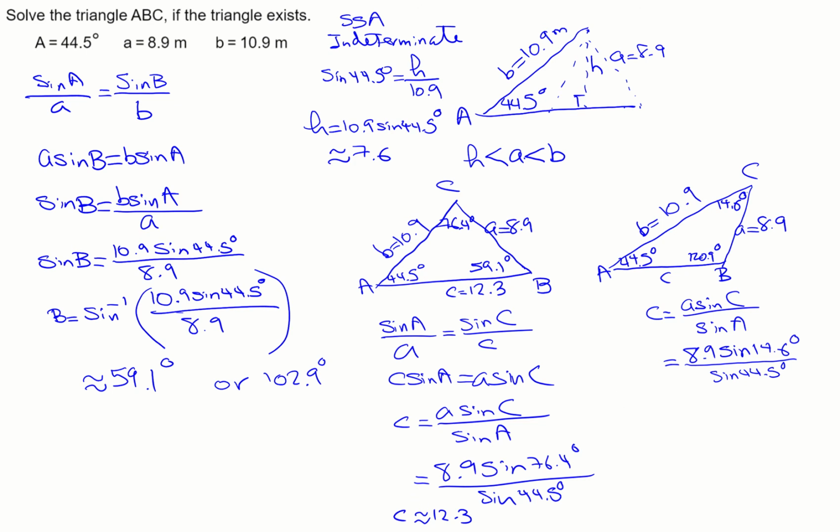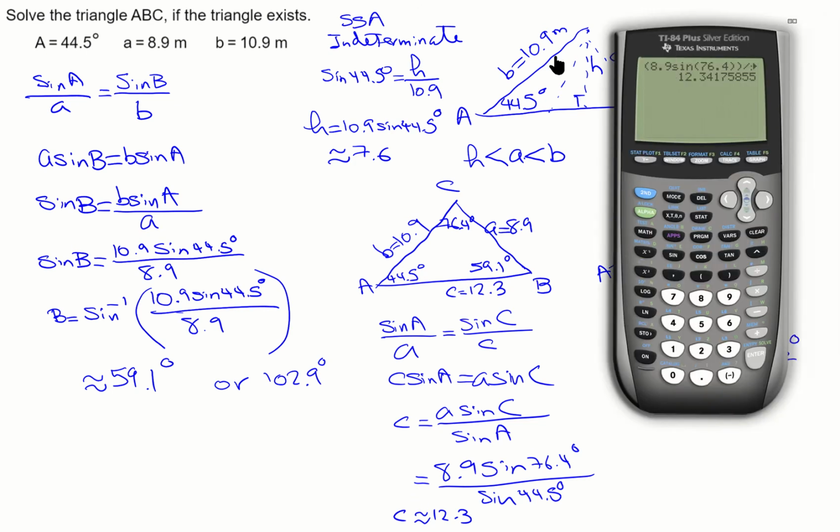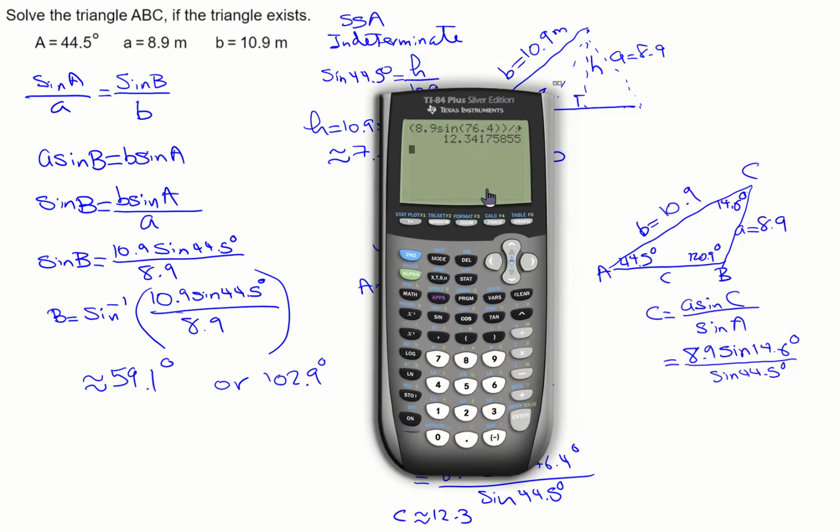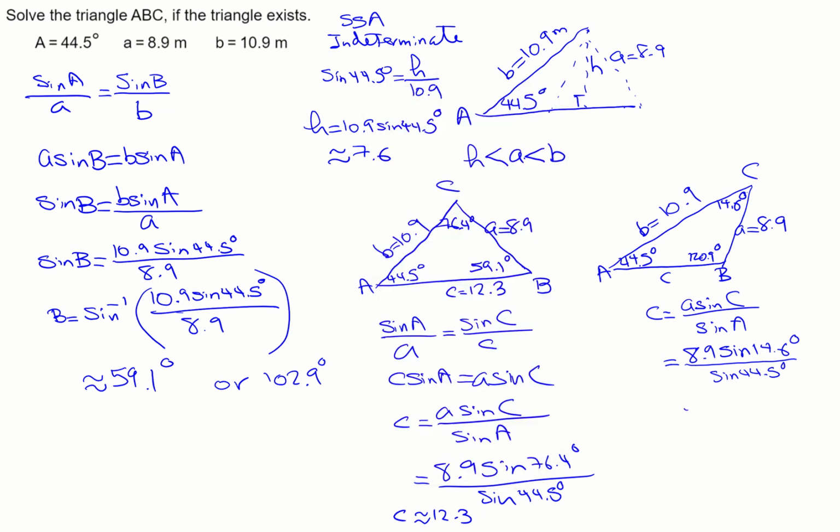All right, so when we calculate this time, we get 8.9 sine of 14.6, and we're going to divide that by sine of 44.5 degrees, and when we do, we get approximately 3.2.